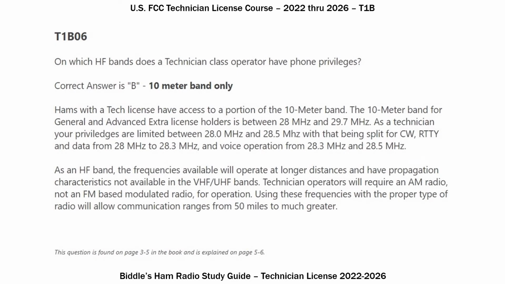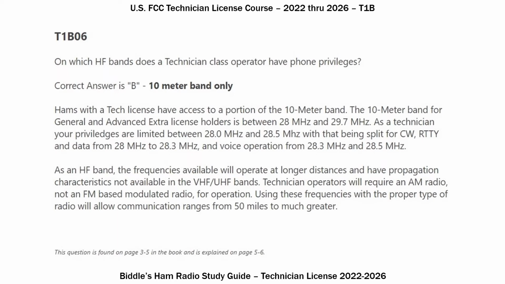Hams with a tech license have access to a portion of the 10 meter band. The 10 meter band for general and advanced extra license holders is between 28.0 and 29.7 megahertz. As a technician, your privileges are limited between 28.0 and 28.5 megahertz, with that being split for CW, which is also known as Morse code, RTTY, and data from 28 megahertz to 28.3 megahertz, and voice operation from 28.3 megahertz to 28.5 megahertz.